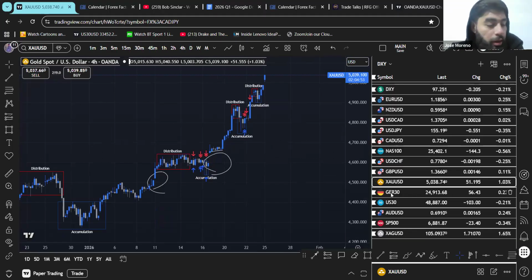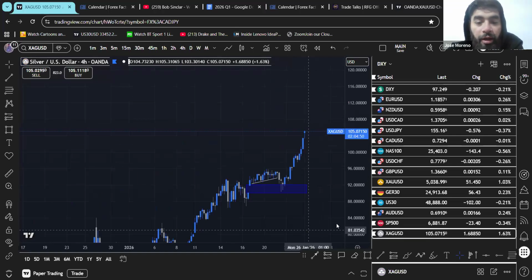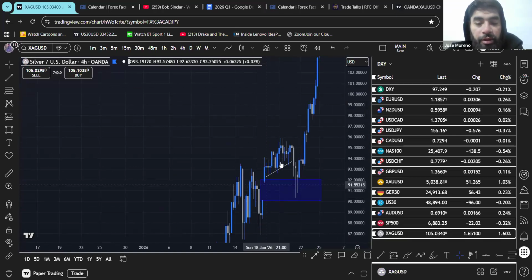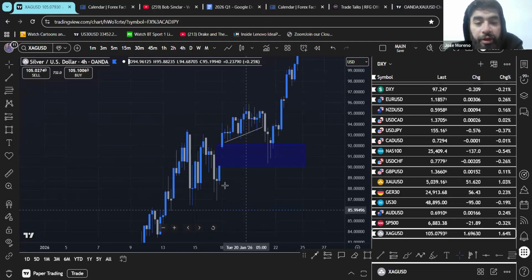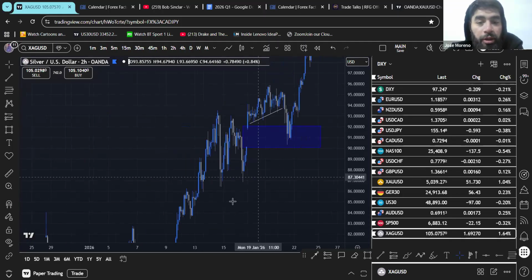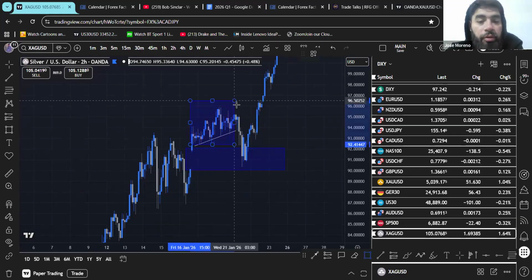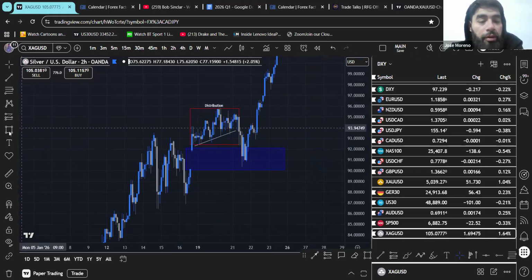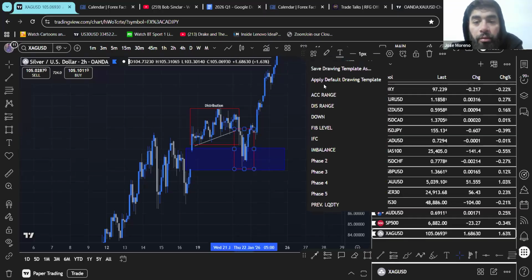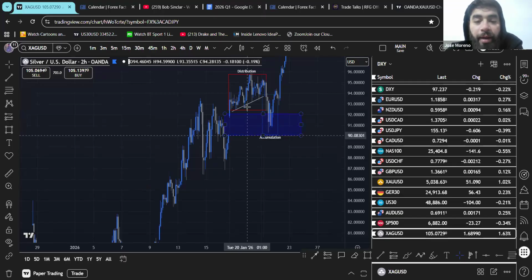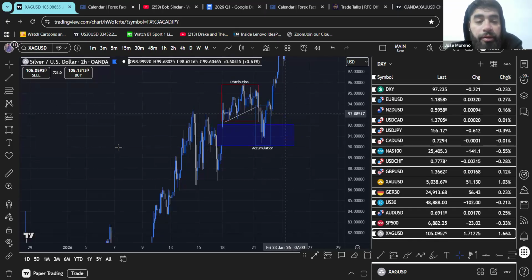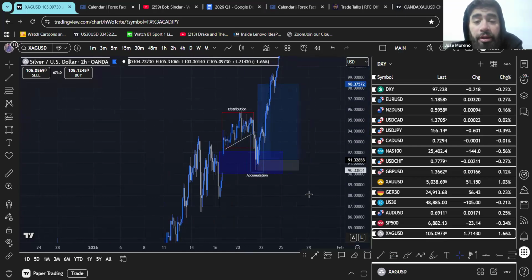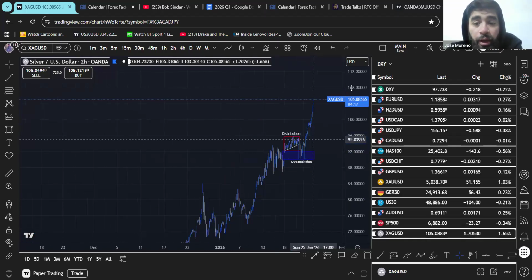So we have that, and then we have this zone already filled in. Again, it was also a reaccumulation. The market distributed here and turned into an accumulation here. Price came back, sweeping the low of the distribution, creating institutional candles at the bottom, and then continuing to play it out. I believe where we took our buys on gold was right here on silver. Honestly, it's crazy booming.